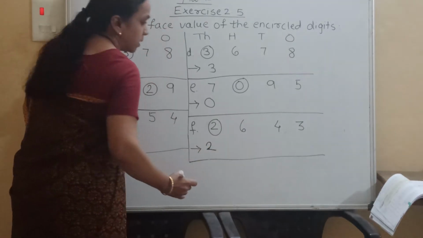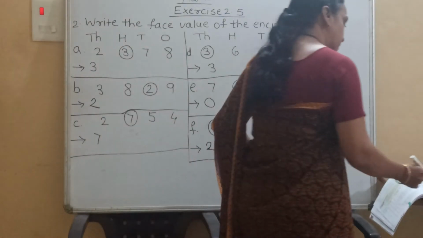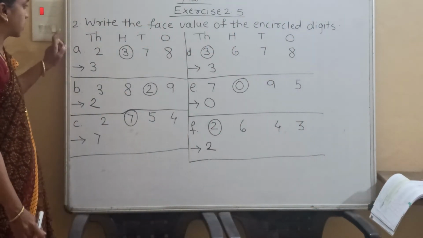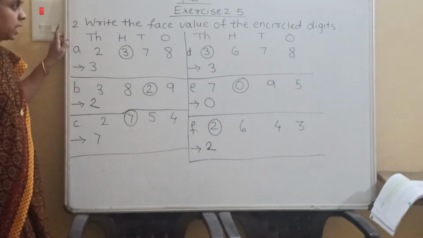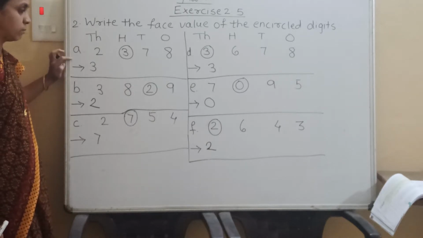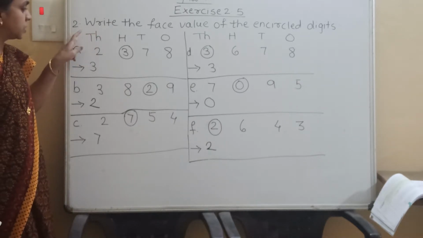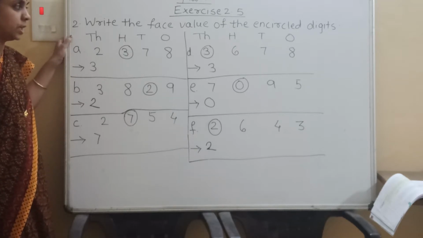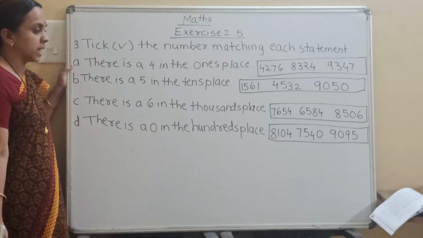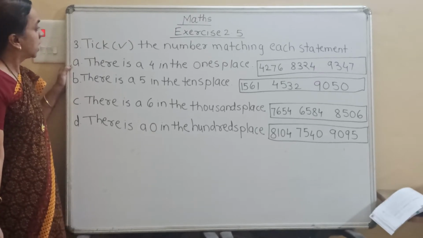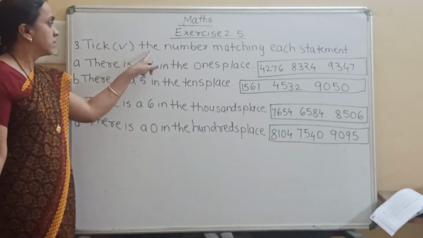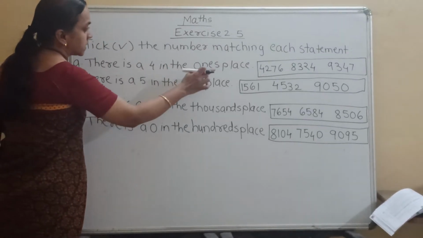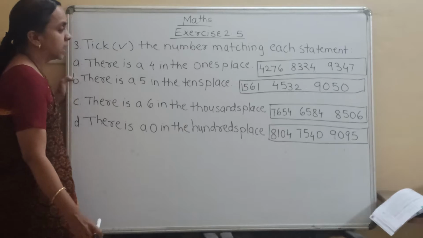Very simple. So you complete the next G, H, I in your notebook. This question also you have to complete in your notebook. Question number 1, question number 2, and their G, H, I, and the first questions' G, H, I also, complete in your notebook. Now see the third question. Tick, write the number matching each statement. So one statement is given here and 3 numbers are given.